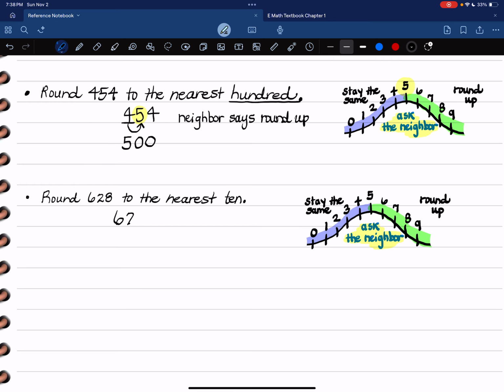628, and the place I want to underline is the tens place. As soon as I underline it, I look back to the neighbor and I ask the neighbor, what should I do? And the neighbor's an 8, so that's definitely in the round up range. So the 2 becomes rounded up to a 3. The neighbor gets rounded off, and the leader doesn't change.